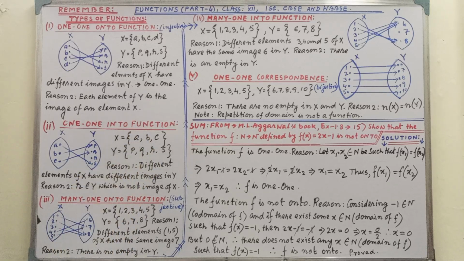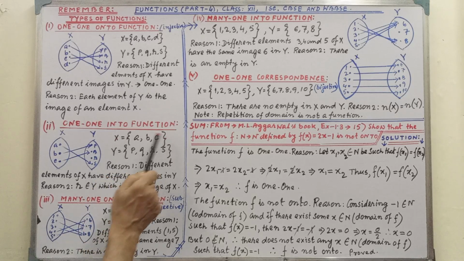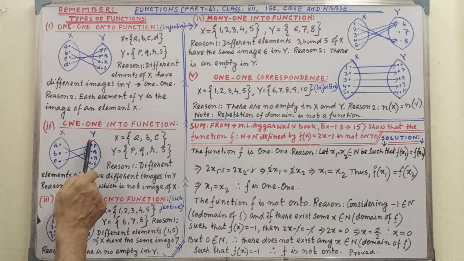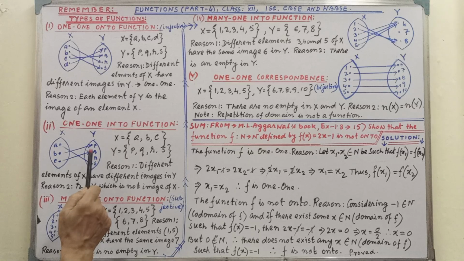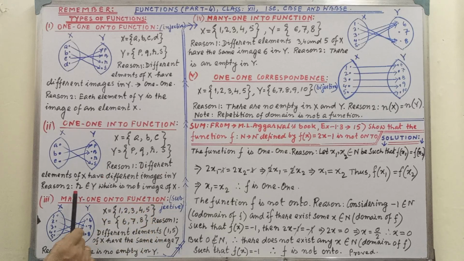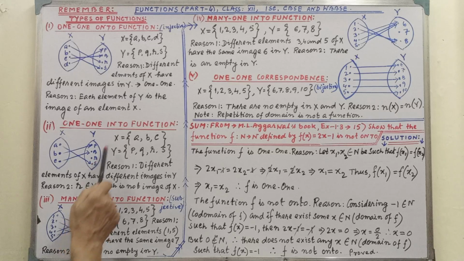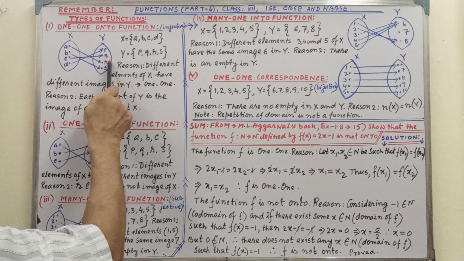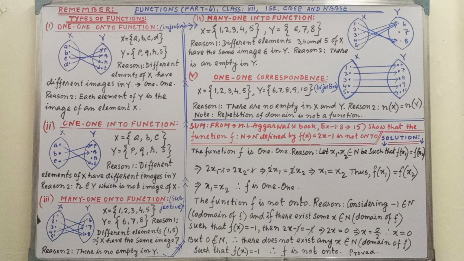One-one into function. Say X is this and Y is this. In into function, there is one empty. That is, different elements of X have different images in Y, reason 1, and reason 2, R belongs to Y, which is not the image of any element of X. R is empty. Here is empty. This is why this is into. There is no empty, this is why onto.